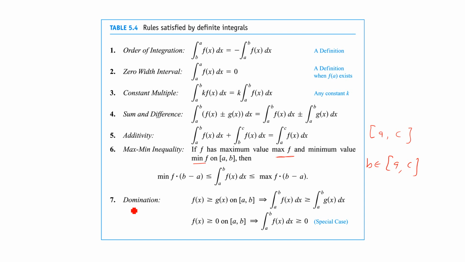Domination: if one of the functions is greater than the other function, that is, if the function dominates over the other function, then the same relation holds between the areas, that is, the same relation goes along the integrals of both functions on the closed interval ab. So this is the special case of this: f(x) greater or equal to 0, then the integral from a to b of f(x) is greater or equal to 0. Let's have a look at the graphical representation of these rules.